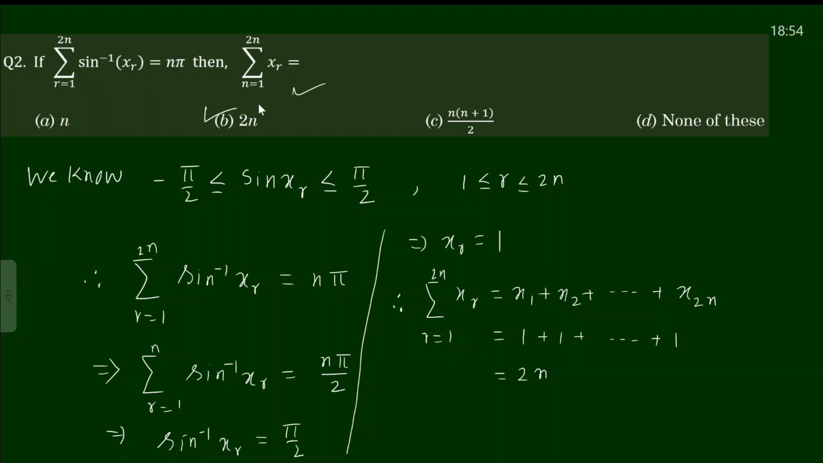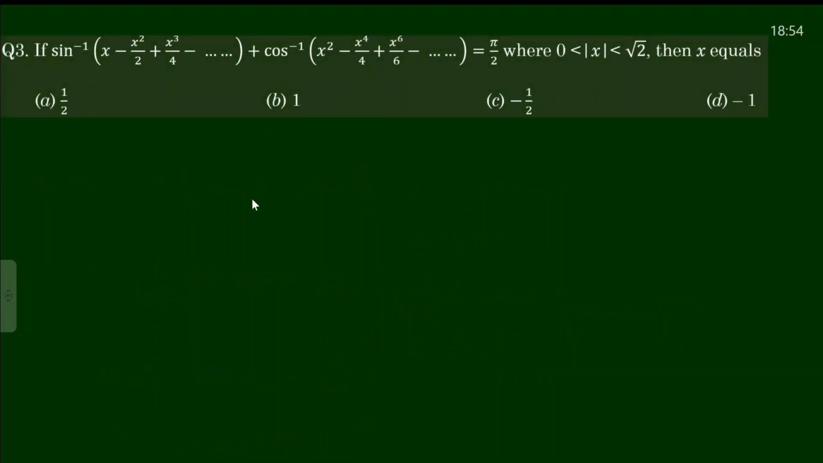So let me take the next question. If sine inverse of this plus cos inverse of this is equal to pi by 2, where the condition on x is given that mod x is from 0 to root 2, then what about x? That is to find the solution of this actually.